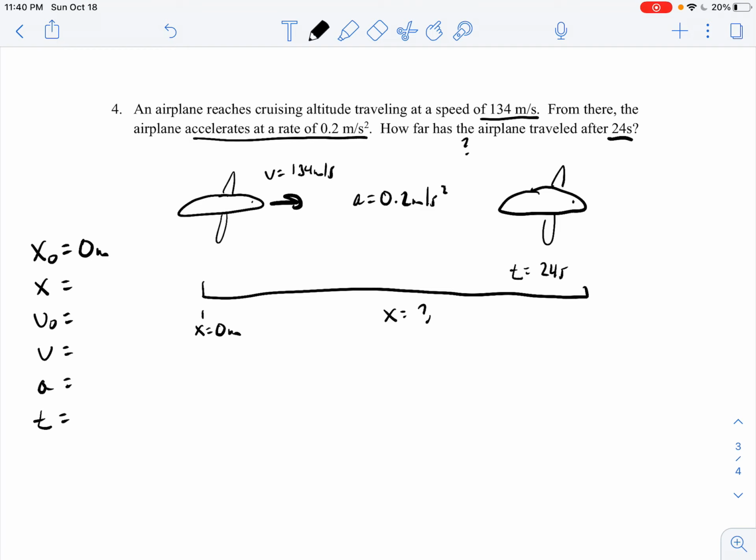Our initial velocity is going to be 134 meters per second. At this point, we actually don't know any information about our final velocity, so we'll leave that blank for now. But we do know our acceleration is going to be a positive 0.2 meters per second squared. And we're trying to figure out what happens after a time of 24 seconds. So taking a look here, what we're trying to solve for is our final position, how far we've traveled. And we know initial position, initial velocity, acceleration, and time.